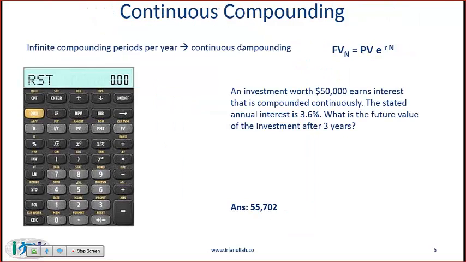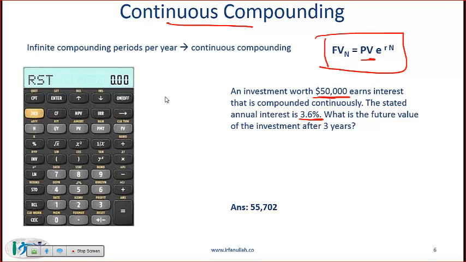All right. What if we have continuous compounding? Then you need to know this formula. So the future value is present value, that's the amount invested, times e to the power of r. R is the interest rate in decimal. So for r, you will plug in 0.036, and n is the number of years. So it would be times 3.